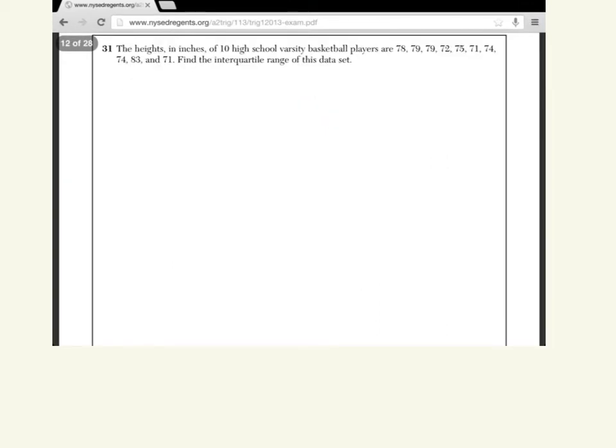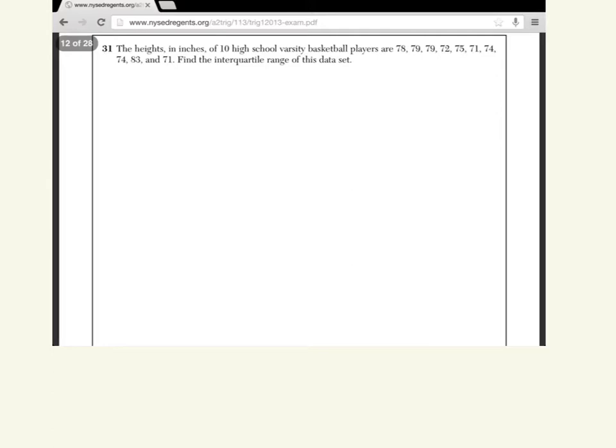We'll be going over the last couple of questions in part 1 of the short response section of the January 2013 Algebra 2 Regents exam. So let's start with question 31. Question 31 gives you some data of 10 high school varsity basketball players. It gives you their height, and it asks you to find the interquartile range of this data set.